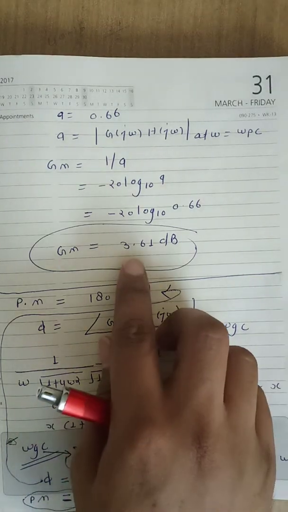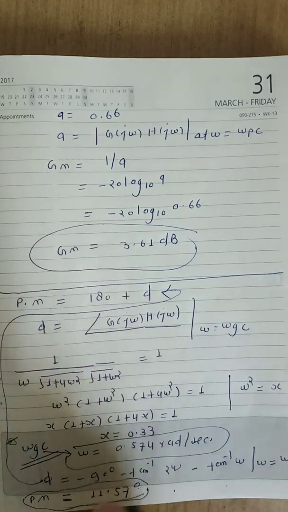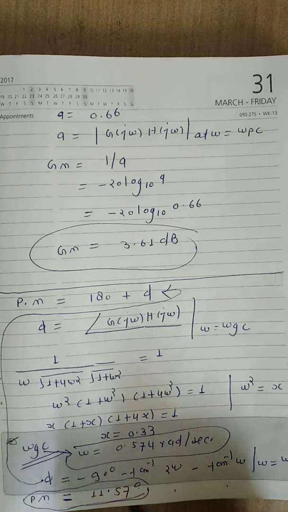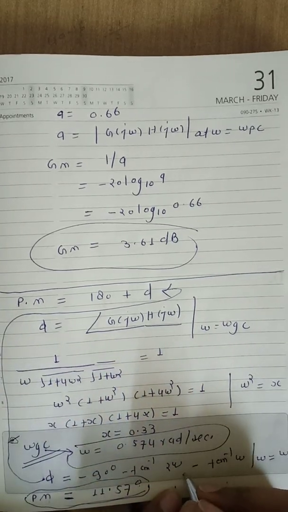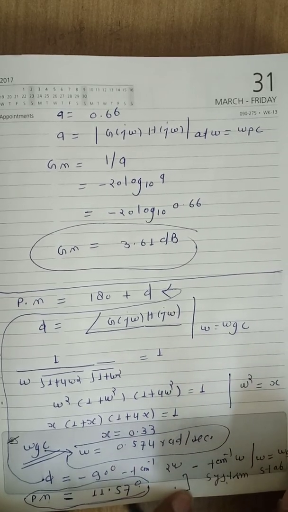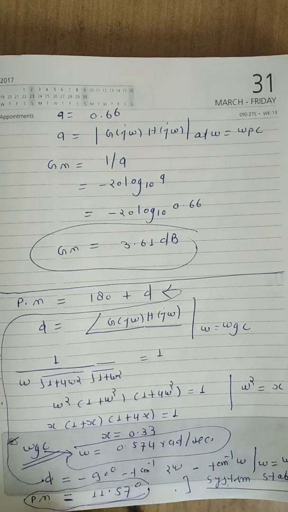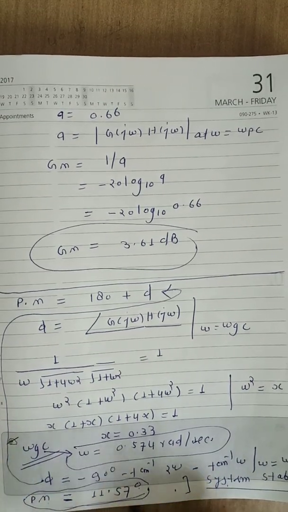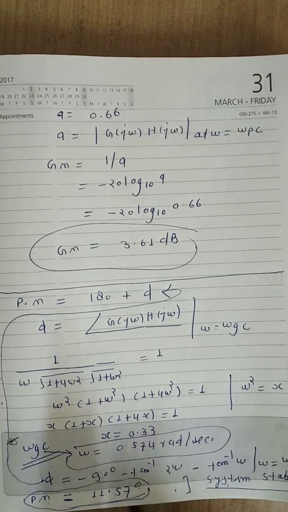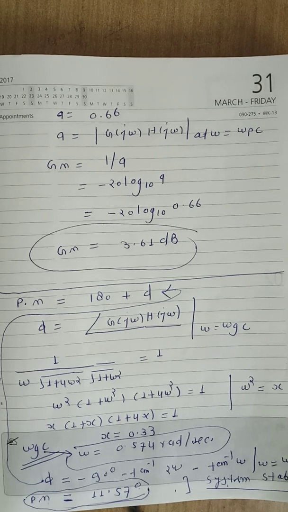So here we have gain margin positive value 3.61 dB. Phase margin we also have a positive value 11.57 degree. So we can say system is a stable system, because gain margin is positive, phase margin is also positive. So our system is a stable system. So we can solve numerical for stability using a polar plot with the help of gain margin and phase margin.